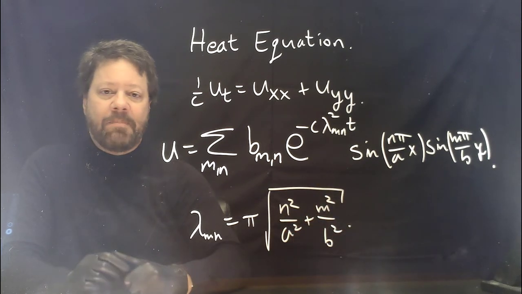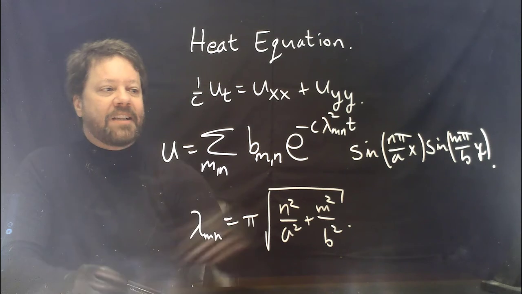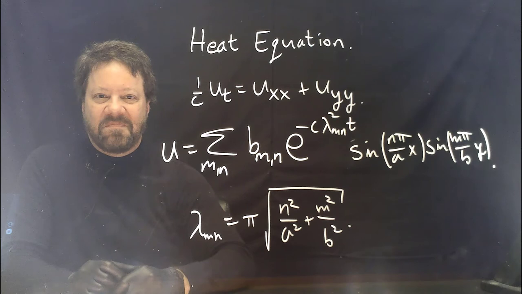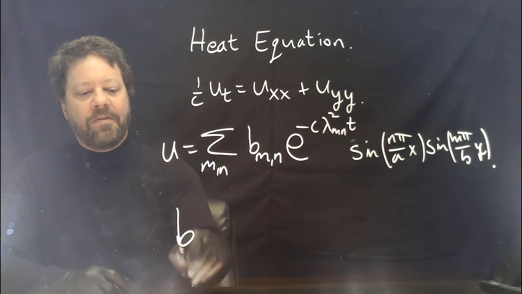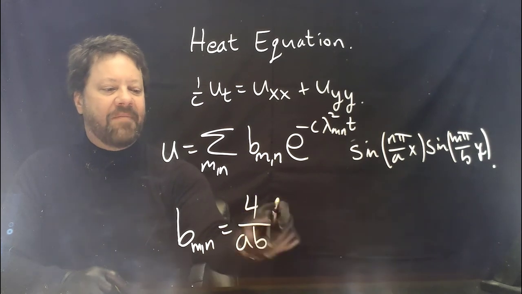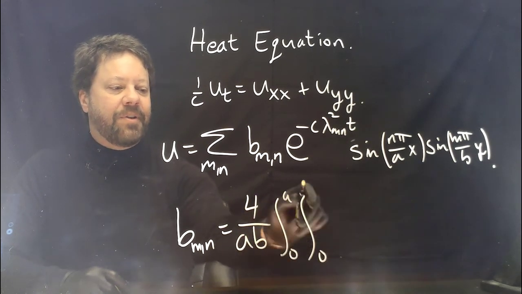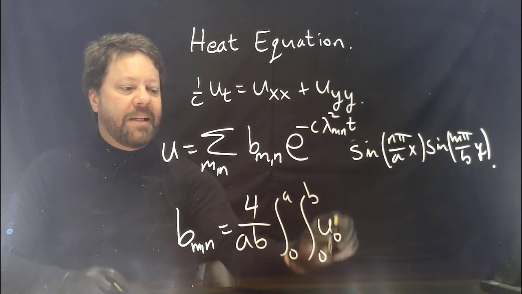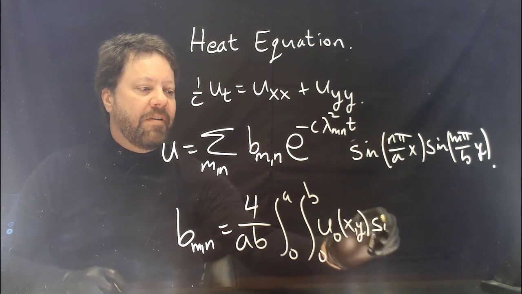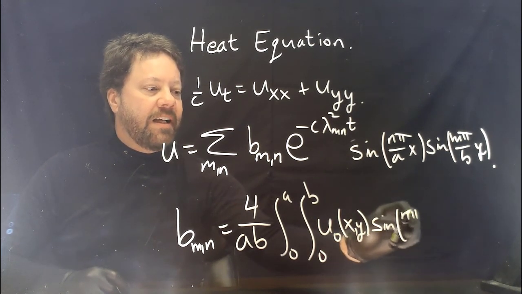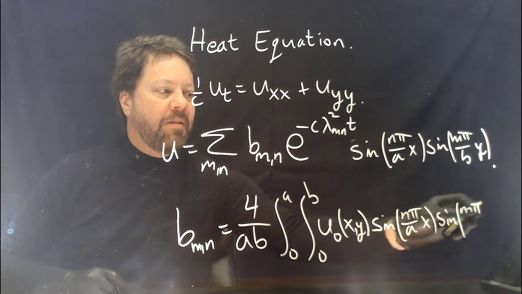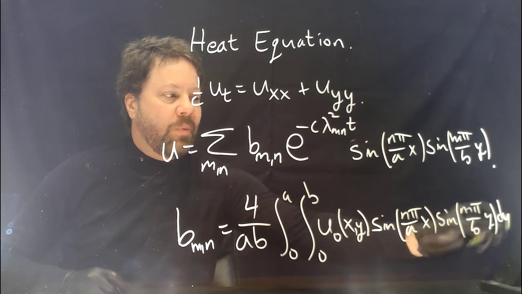Also, we're assuming that the boundary data are all 0, and that explains why this decays away to 0 as t goes to infinity. In addition, just as before, the bmn's are going to be 4 over ab, the integral from 0 to a, integral from 0 to b of the initial displacement times these Fourier basis functions. Sine n pi over a x, sine m pi over b y, dy dx.